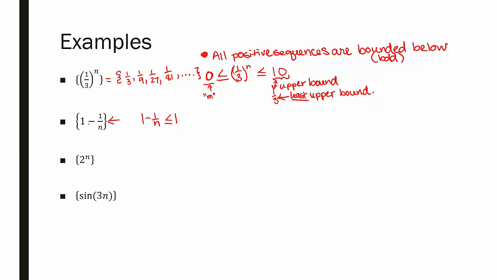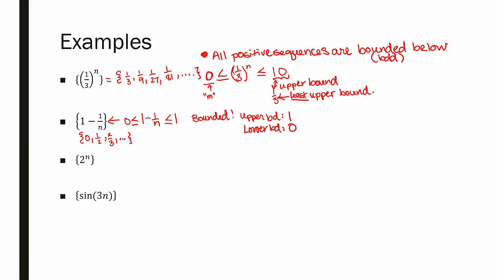Additionally, I notice that the first term of this is 1 minus 1/1, or 0. The second term is 1 minus 1/2, so 1/2. The third term is 1 minus 1/3, which is 2/3, etc. And so I see that every term of this is non-negative. And therefore, I can use 0 as a lower bound to this sequence. So this is a fully bounded sequence as well, with upper bound 1 and lower bound 0.